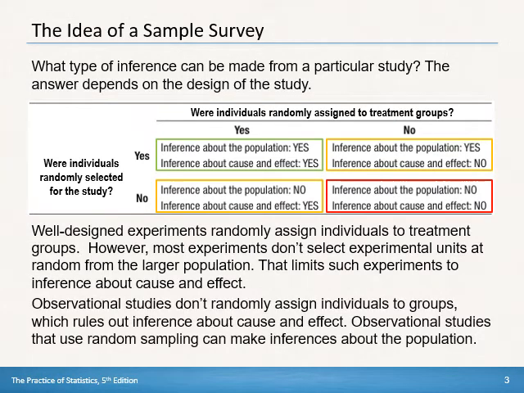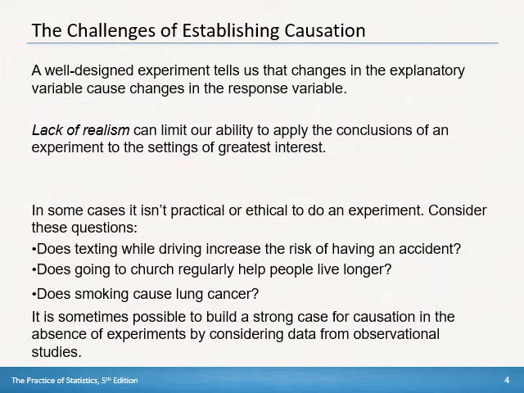And then for observational studies, you can't assign them to treatment groups, right? Since we didn't assign them to treatment groups, we didn't impose any treatments, and we cannot show any cause and effect. Okay, so a well-designed experiment tells us that the changes in the explanatory variable cause the response change that we saw in the two treatment groups.